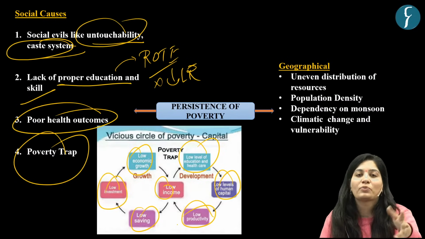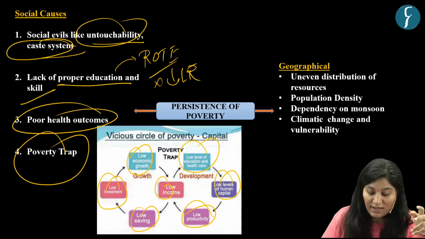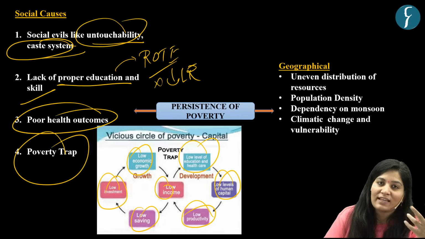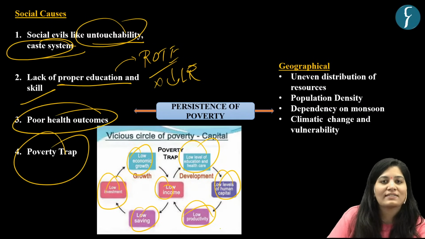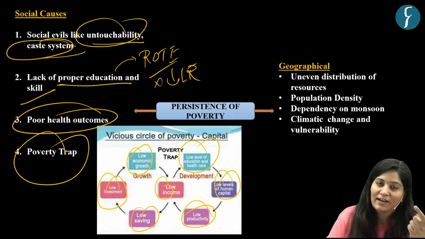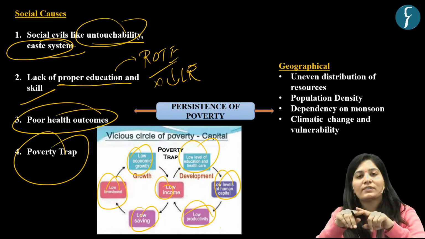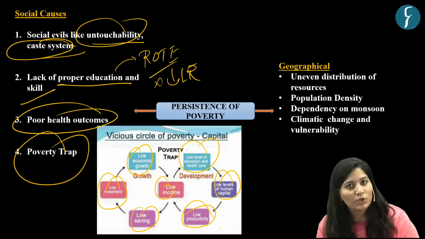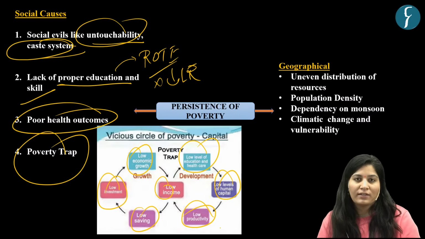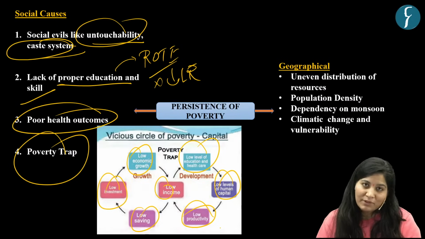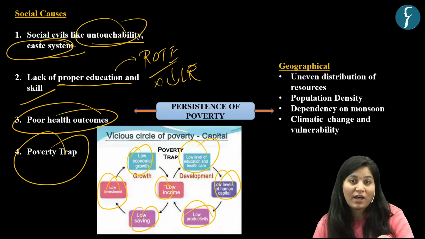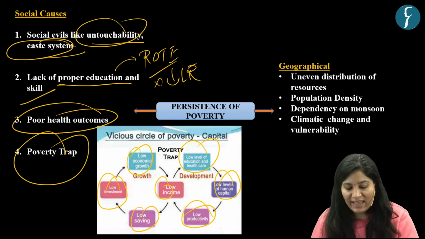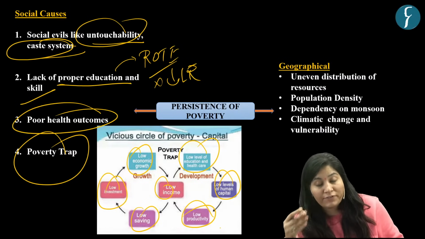So you have a low productive force. Low productive force means less profit. Less profit means less income. Less income means less saving. Again, it will lead to a vicious cycle. Got it? And that's how we call this a poverty trap. To come out of this trap, you need external support. Got it? And the third factor is geographical.